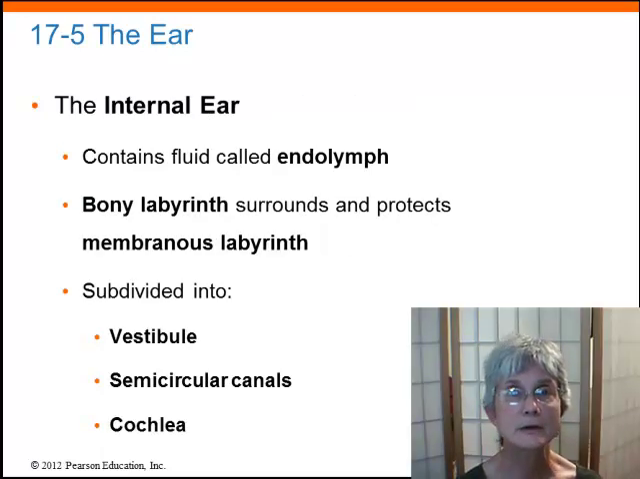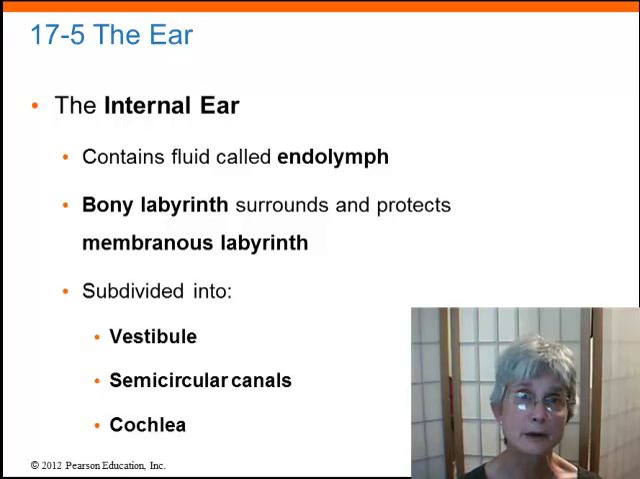The internal ear consists of a bony labyrinth containing a fluid called perilymph and the membranous labyrinth, as we saw in the last presentation. The vestibule and semicircular canals are associated with equilibrium. The cochlea is associated with hearing.